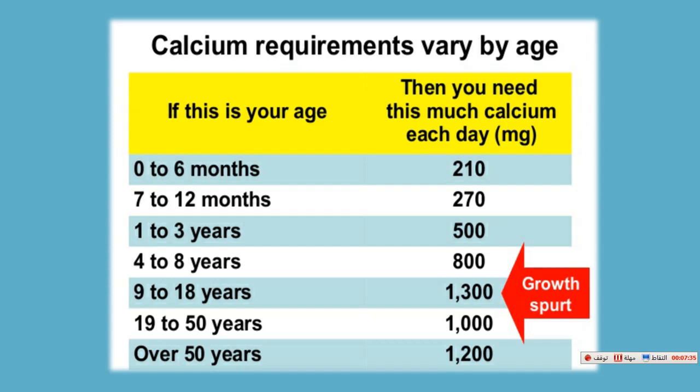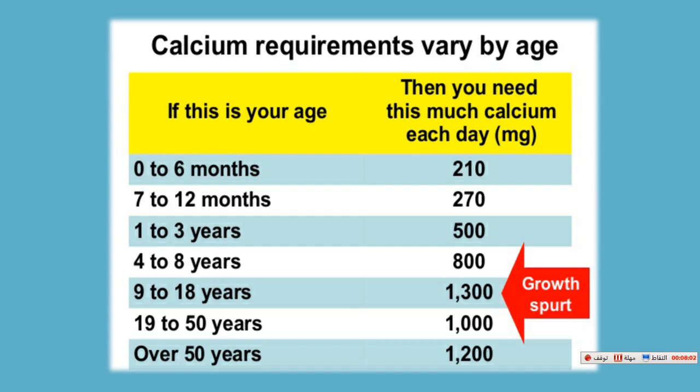From this picture you can see here, from birth to 6 months, you need 210 milligrams. From 7 to 12 months, you need 270 milligrams. From 1 to 3 years, you need 500 milligrams. From 4 to 8 years, you need 800 milligrams.